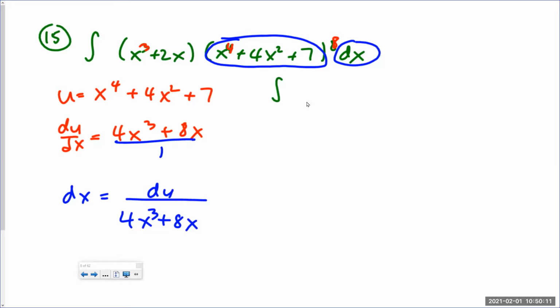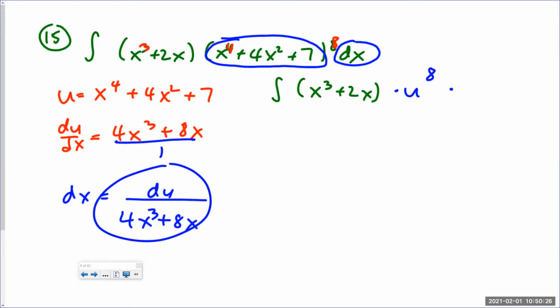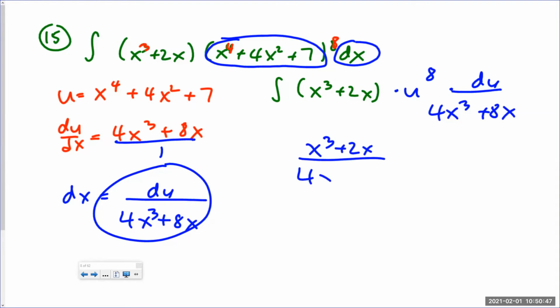So this doesn't have a u or dx, so I'll put in x cubed plus 2x. This right here, x to the 4th, is really just u, right, guys? So this is times u. Oh, don't forget the 8. It's u raised to the 8. And then finally times your dx, and my dx is down here. So that's du over 4x cubed plus 8x. And I ask myself the question, using real algebra, not the fake stuff, do my x's cancel out? They do. Okay, let me rewrite the fraction, because this is real algebra. Okay, here's your fraction.